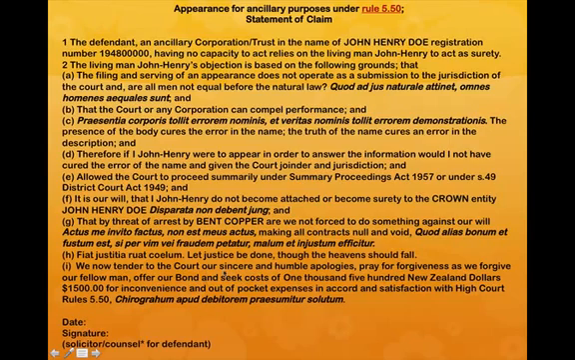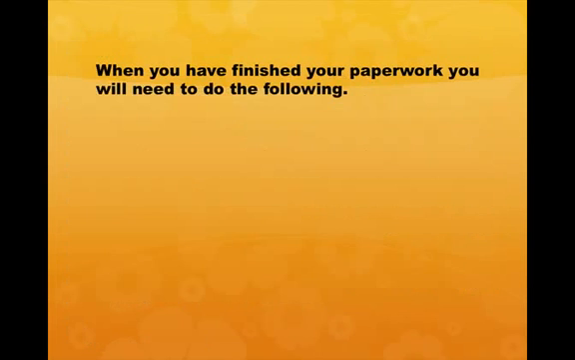We now tender to the court our sincere and humble apologies, pray for forgiveness as we forgive our fellow man, offer our bond, and seek costs of 1,500 New Zealand dollars, $1,500, for inconvenience and out-of-pocket expenses in accordance satisfaction with High Court Rules 5.50. Okay, so that's how you will fill out the paperwork.